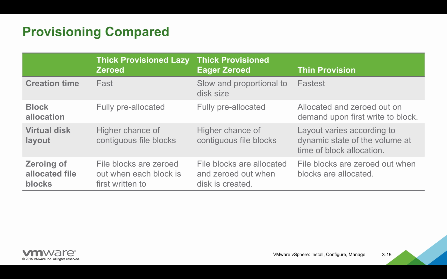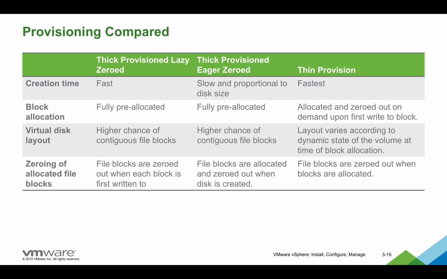With thick provisioning, it is the fastest to create and uses the least amount of space initially, but the data allocation may be fragmented, which could slow down your I/O. With thick provision lazy zeroed, it's also fast, and the data is likely to be written to contiguous blocks on the data store. So that's an advantage there.